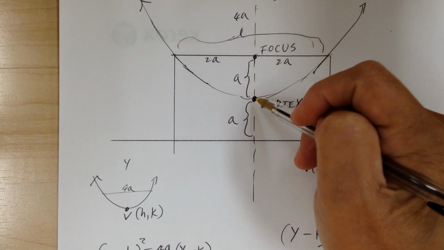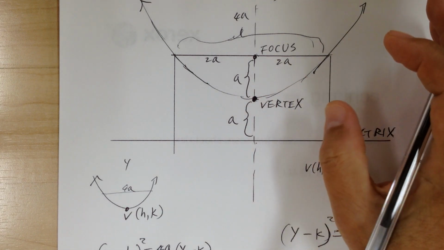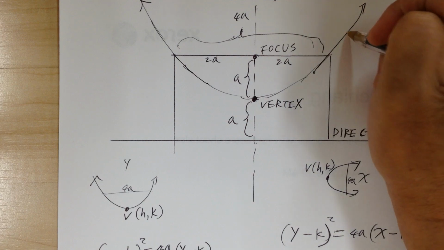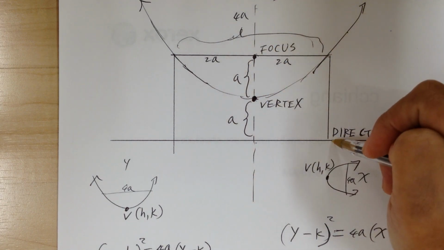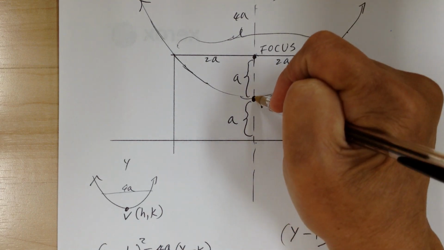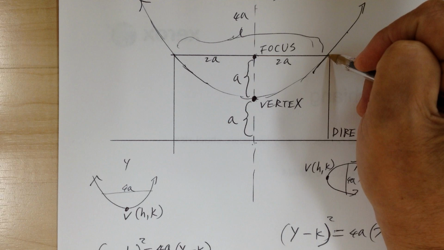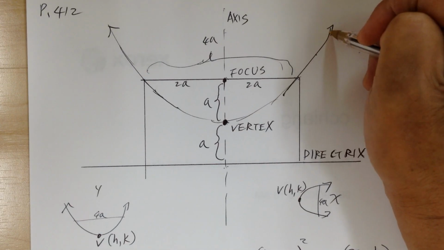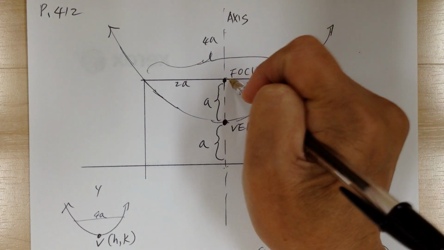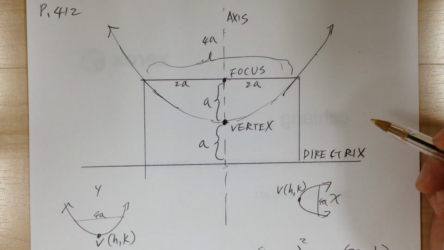Okay, it's between the vertex and here. Now the definition of a parabola means any point on the graph is equal distance to the focus and the directrix. So like this over here, equal distance to the focus and the directrix. This point over here is equal distance to the focus and the directrix. So like this point over here, the distance to the focus and the directrix will be equal. That's the definition of the parabola.